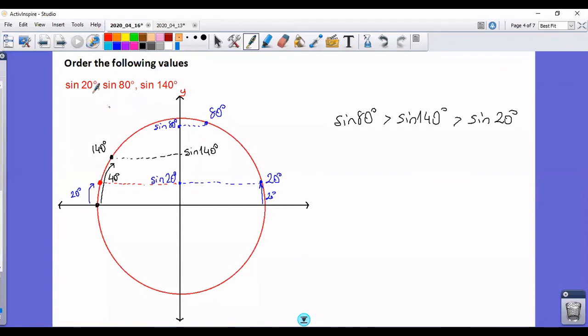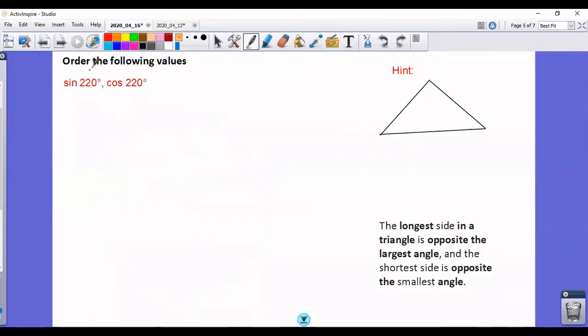Now, I'll give you another question. You are going to try it on your own. You are going to order sine of 220 and cosine of 220 degrees. Which one is greater? Which one is smaller? You are going to find it out. I'll give you a hint. If you think you can do it, you can start doing it. Or you can listen to this hint, and I'm going to give an example about that hint, and then I want your answers. I want you to answer it in 10 or 15 minutes.